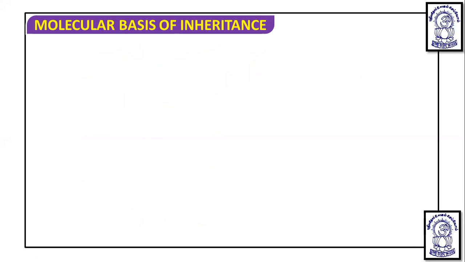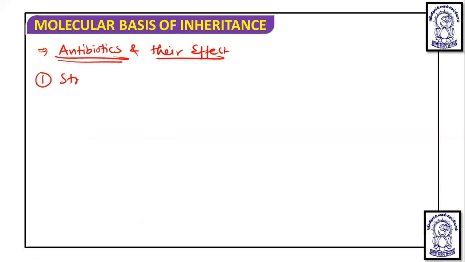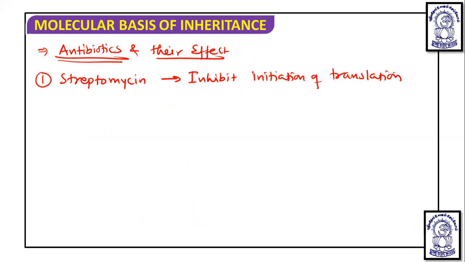Now, at last, we are going to discuss some antibiotics and their effects. The first antibiotic is streptomycin. It is known that streptomycin inhibits initiation of translation and causes misreading.